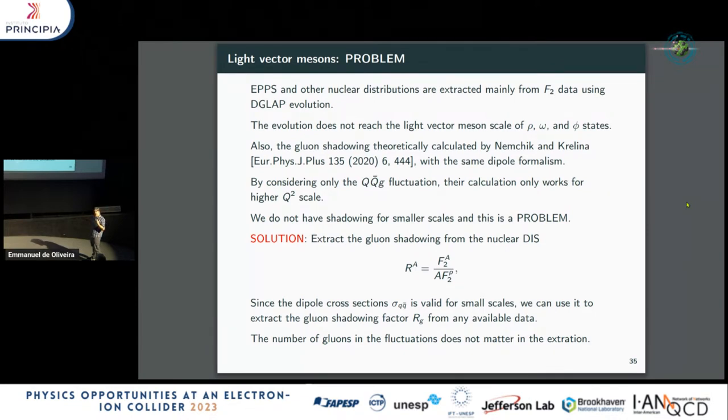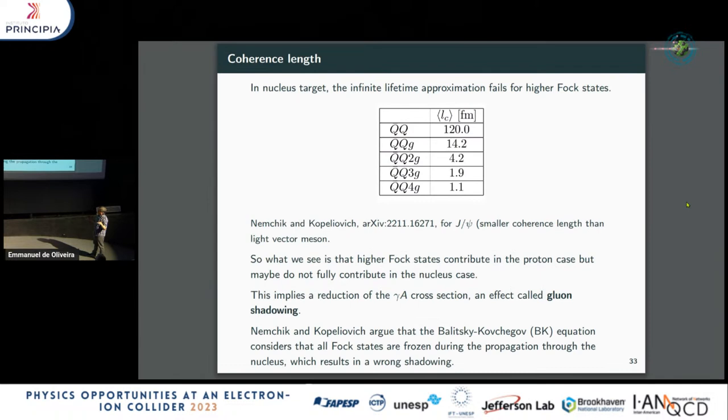And since you use the dipole cross-section, it is valid for small scales, right? Maybe you can extract the shadowing factor from any available data, okay? And if you are going to do this in the color dipole approach, the number of gluons does not matter if you're extracting from data. If you're calculating, it matters, and we have to take into account all of them. It's difficult. But if you're just extracting it from data, the number of gluons doesn't matter. So we can go from J/psi to rho, for instance.